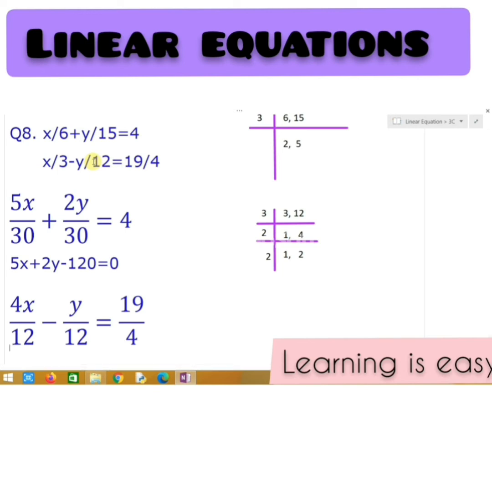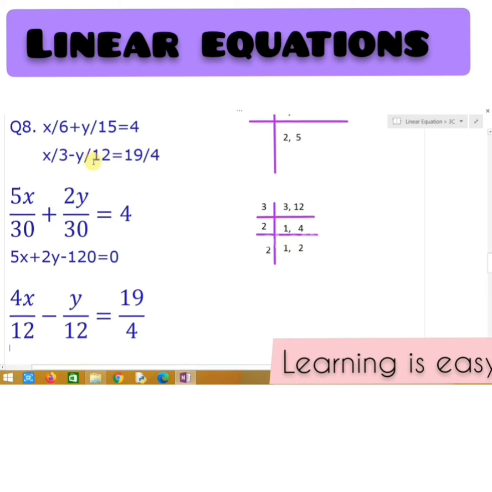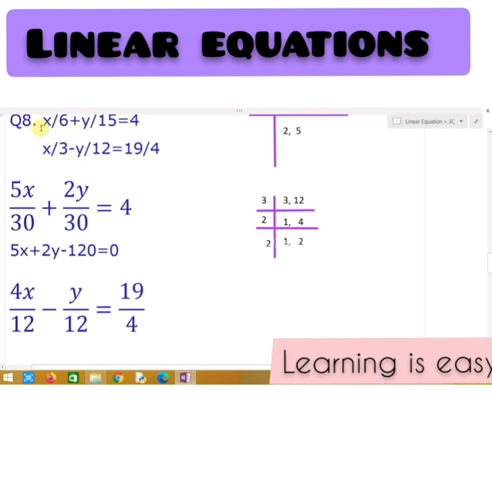So we can rewrite this equation as 4x minus y equal to, or by putting the constant together, as I said, 12 goes to the other side. 3 times 4 is 12. So 19 into 3 is 57. By bringing the constant to the left hand side, it becomes minus 57. So these are the two equations.